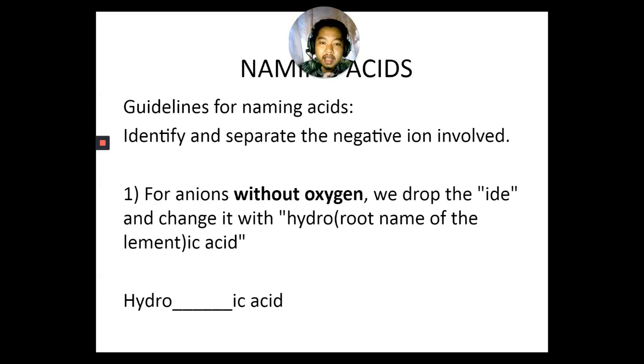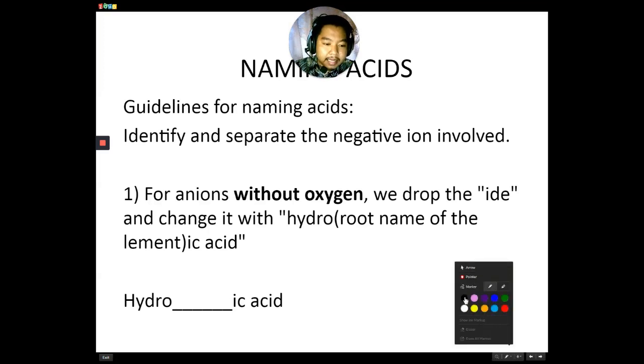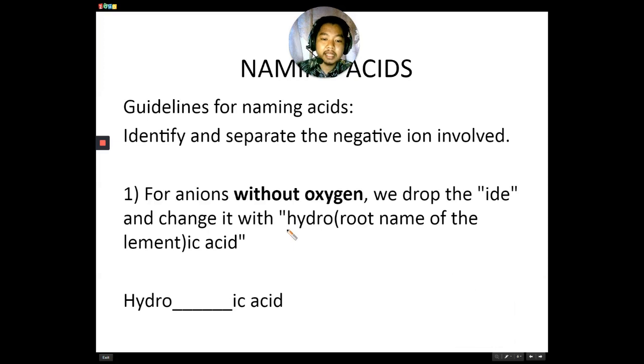Now, if there is an ion without oxygen, meaning the anion or the nonmetal present doesn't have an oxygen, we simply drop the IDE and change it with this formula: hydro plus the root name of the element, and then we add ic and acid. So let me reiterate that: hydro plus the root name of the element, and then ic plus acid. So this will be our formula: hydro, the root name of the element, and then ic, acid.